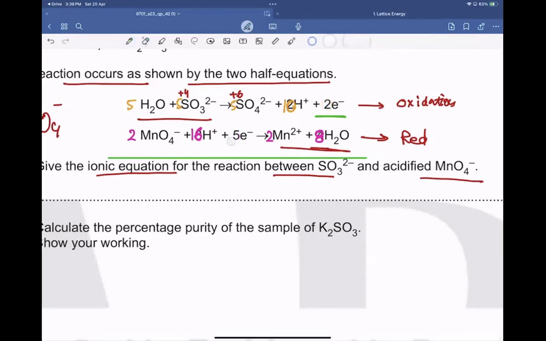See here, there are 2 electrons. That's why I multiplied this equation by 5, because instead of 2, now we have 10 electrons. And here, see, there are 5 electrons. So if I multiply it by 2, I will get 10 electrons over here. So we multiplied the equations by different numbers, 5 and 2, to make the number of electrons equal in both the equations. Is it clear now, Abdullah?